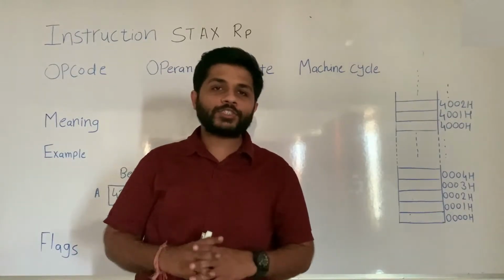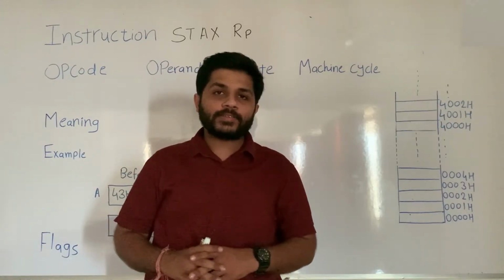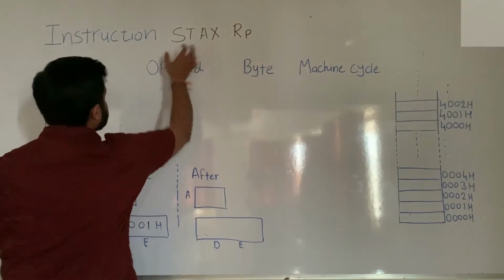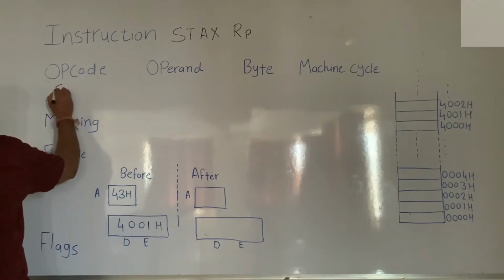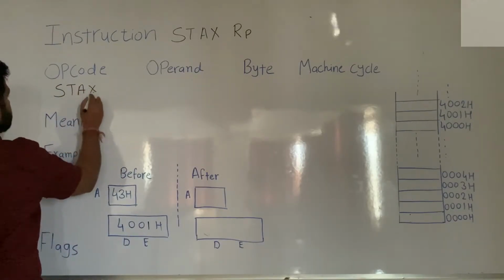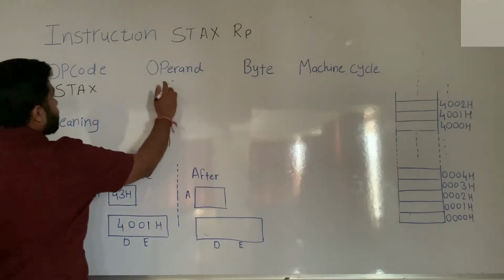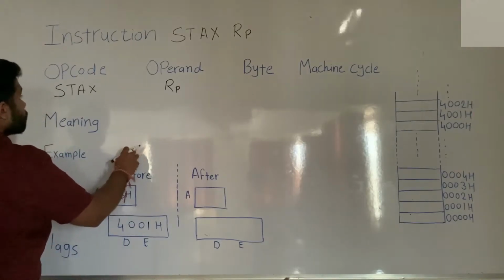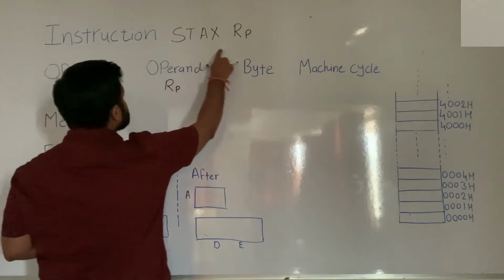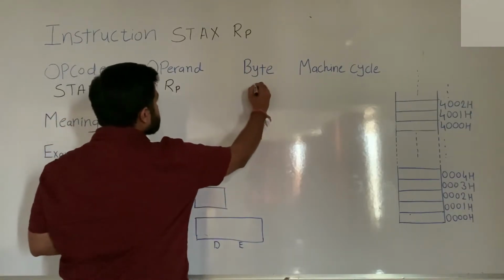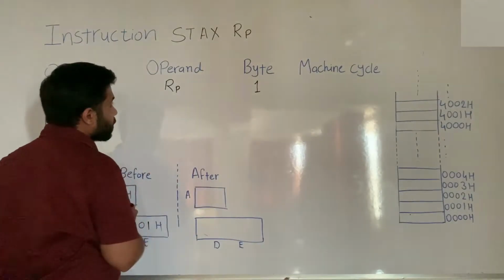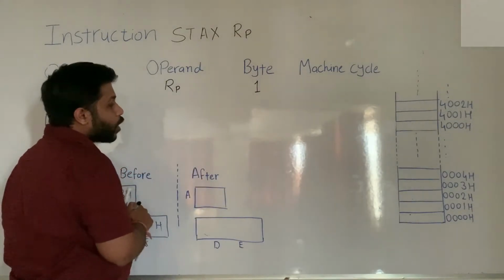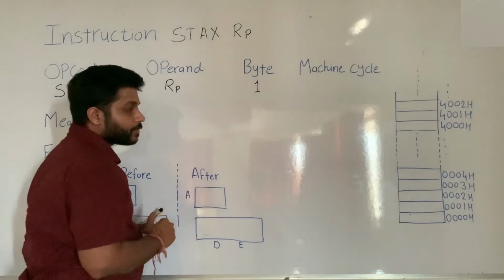Now let's see the instruction, which is STAX register pair. You know that in the instruction, the first part is the opcode. So in this instruction, STAX is the opcode, and the remaining part is the operand, which is the register pair. In this instruction, you can see that no data is present. It means this instruction is of 1 byte. 1 byte instruction means when this instruction is stored in the memory, it will occupy only one memory location.